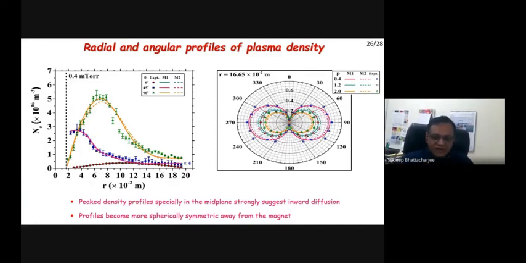And the second point is the inward diffusion, which is very counterintuitive, because normally diffusion happens from a higher density to a lower density. But it is very uncommon to find that diffusion is happening from a lower density towards a higher density. This is a very remarkable finding.